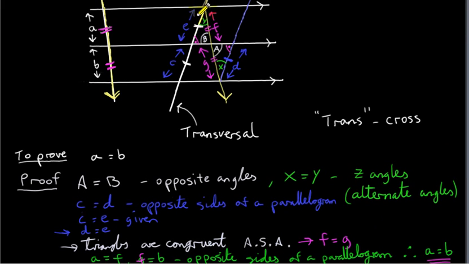So initially we were given some transversal that cuts through these three parallel lines with the property that this distance E equals the distance C. And then the idea was we have some other transversal, any other transversal. This one here stands for any other transversal. And we have to prove that this distance A equals B.